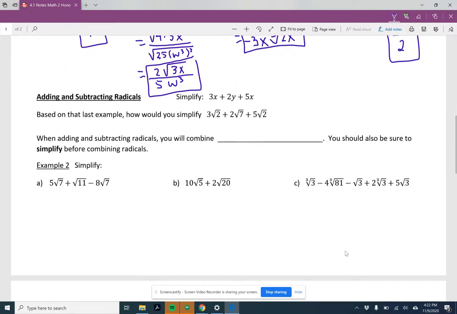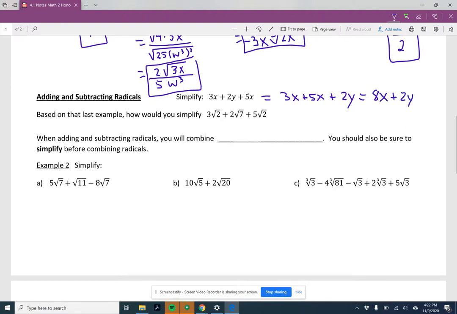We're going to simplify something that's fairly basic, 3x plus 2y plus 5x, and then I'm going to use that to show you how we can add and subtract radicals. So 3x plus 2y plus 5x. You look for your like terms. Then you combine them by adding their coefficients. 3 plus 5 is 8. So we have 8x plus 2y.